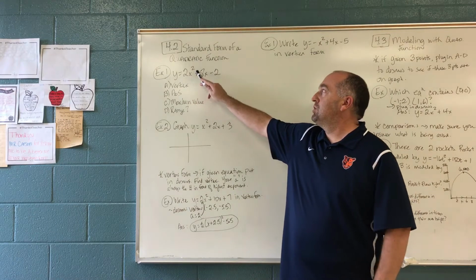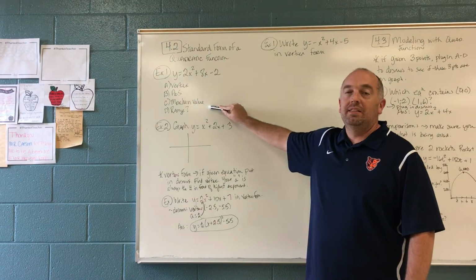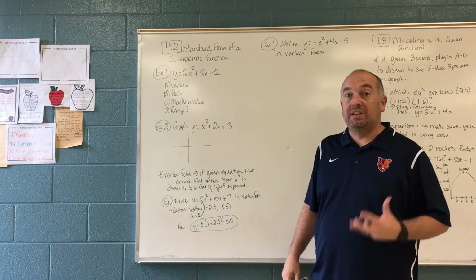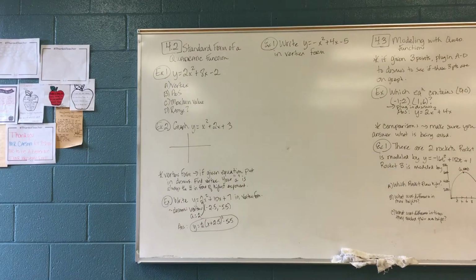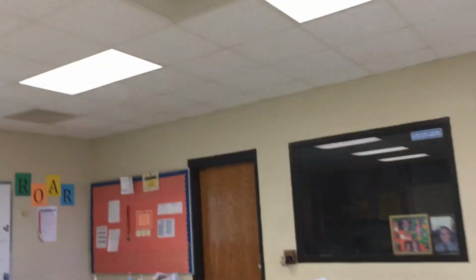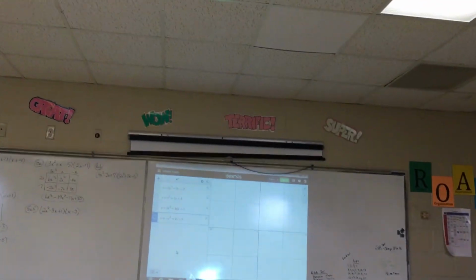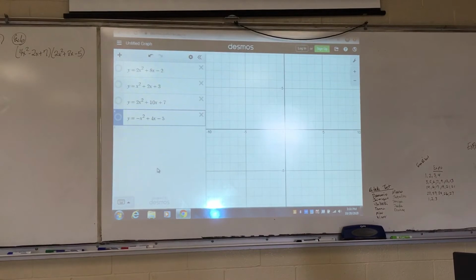So if we have y equals 2x squared plus 8x minus 2, I want the vertex, the axis of symmetry, the max or min value, and the range. We did this the other day. So what I'm going to do is we're going to go put it in Desmos. So again, you can copy that equation. Okay, and I've already put the first equation in. So I'm just going to click it so it shows up.